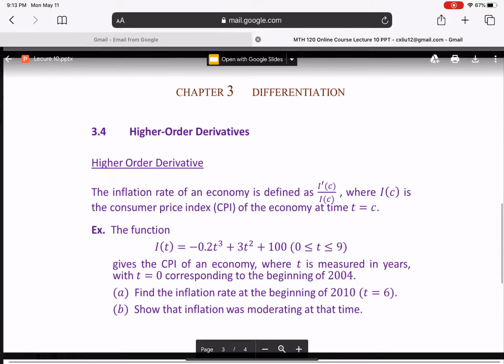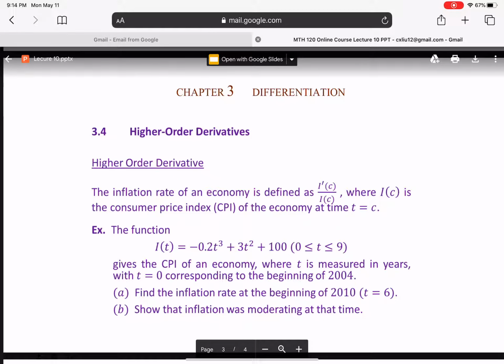The higher order derivatives have important applications in economics. So let's just do a simple application in inflation for the higher order derivatives. The inflation rate of an economy is defined as I prime of c over I of c, where I of c is the consumer price index of the economy at the time t equal to c.